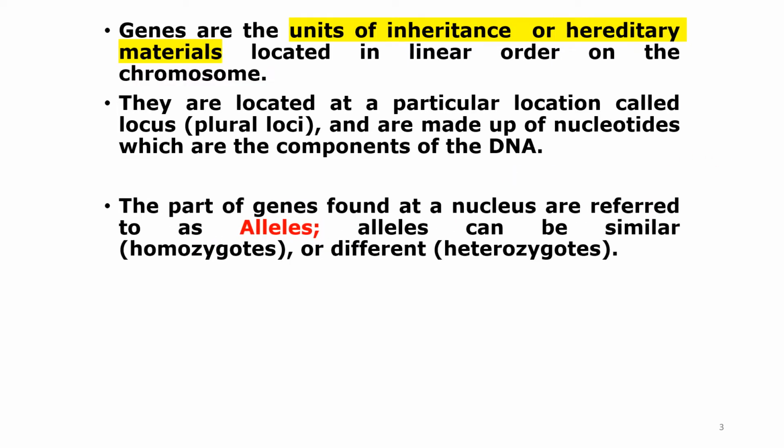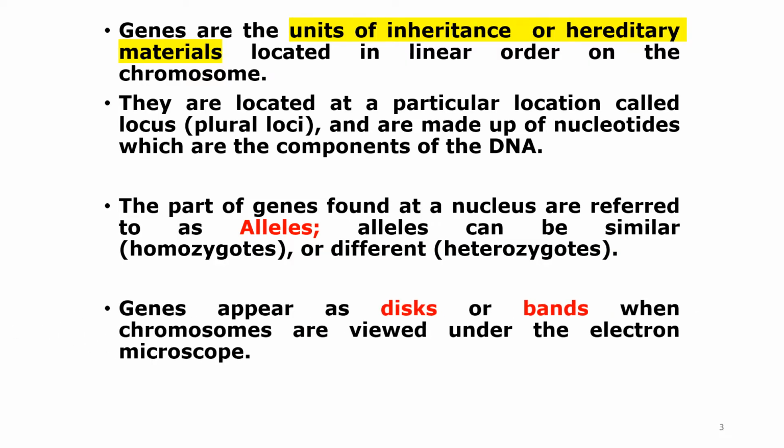The parts of the genes found at a locus are referred to as the alleles, and these alleles could be homozygotes or they could be different, in which case they are said to be heterozygotes. Now the alleles are the alternate forms of the genes, and we usually use letters to represent the different alleles of a gene. Genes usually appear as discs or are represented as bands when they are viewed on the chromosomes using an electron microscope.